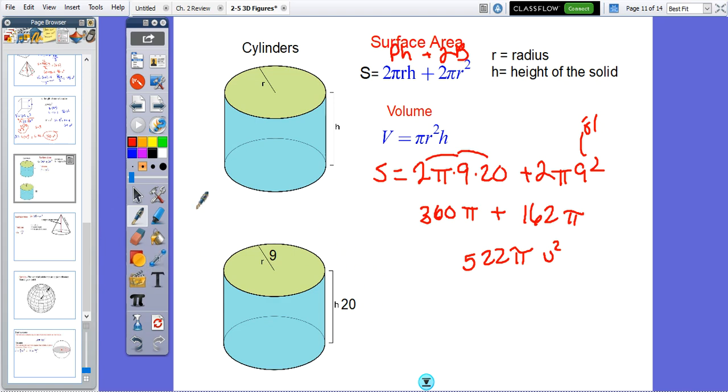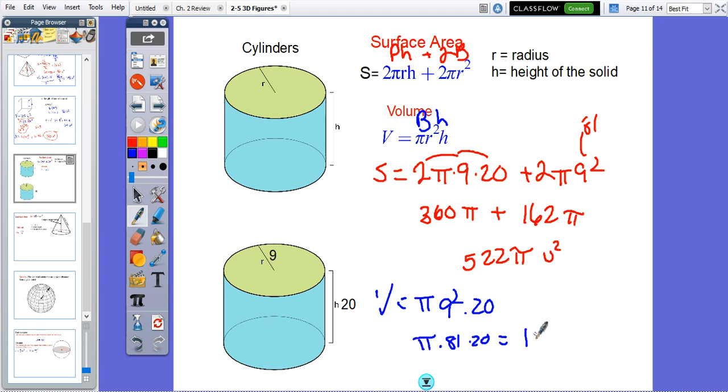For volumes, look at volume here. Very similar to that of a prism. It's area of the base times the height. Remember, the base is a circle, so you just use pi r squared. So volume is equal to pi 9 squared times 20. So we get pi times 81 times 20.